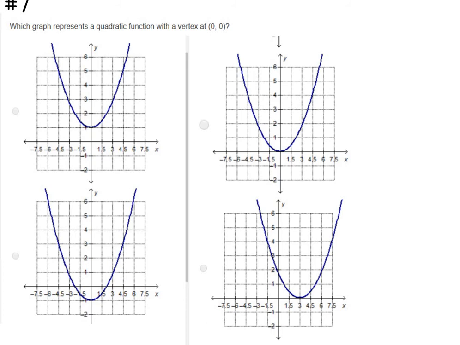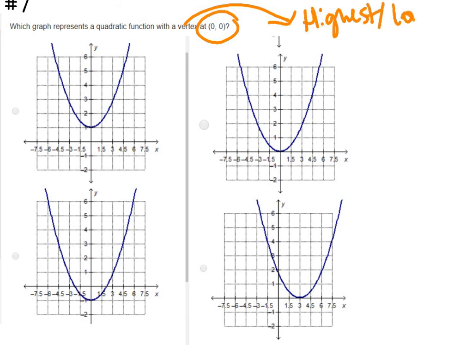On number 7, when they're asking you for the vertex, so the vertex is 0, 0, and remember the vertex is going to be your highest or your lowest point. So in this question, they're asking you which quadratic graph has a highest or lowest point at 0, 0, which is also the origin on your coordinate graph.